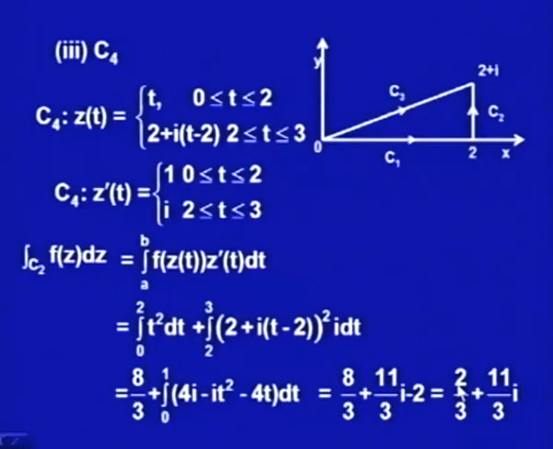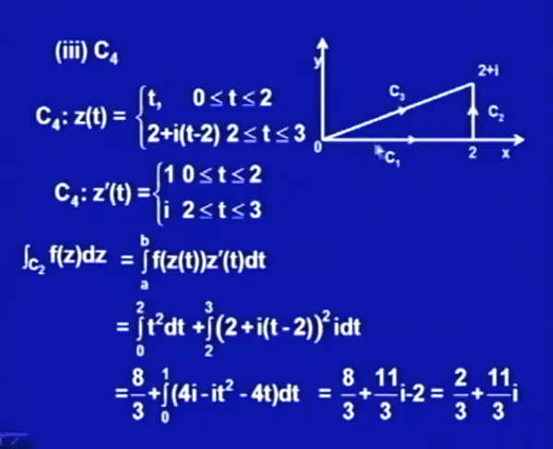Again we are getting 2 by 3 plus 11 by 3 I. Now, what we have got is that if I have taken this path or that path, both times the integral of the function is coming the same. In which path we are moving is not making any difference.